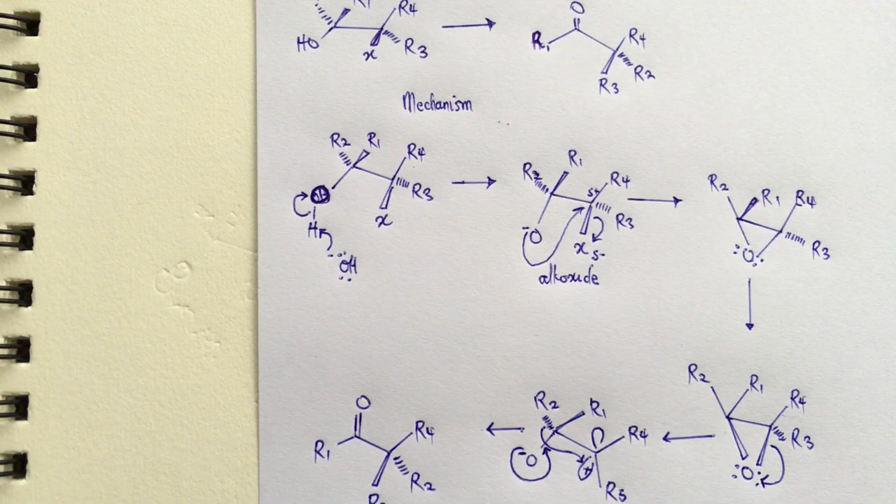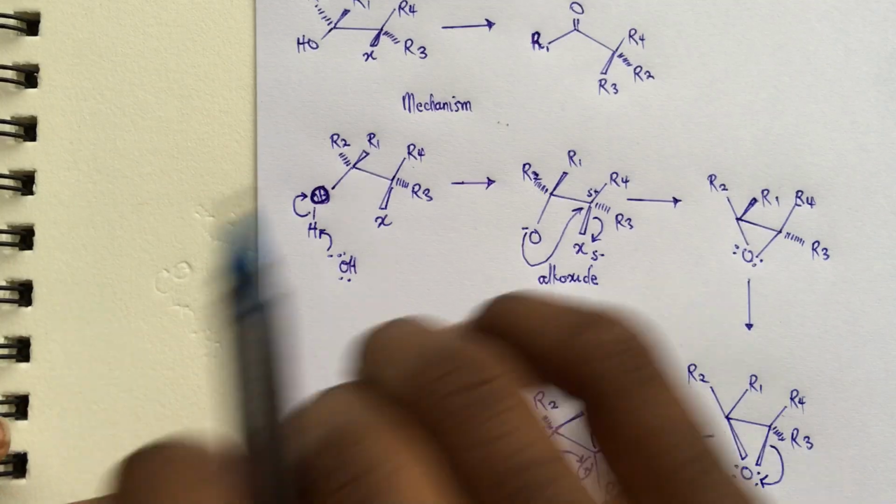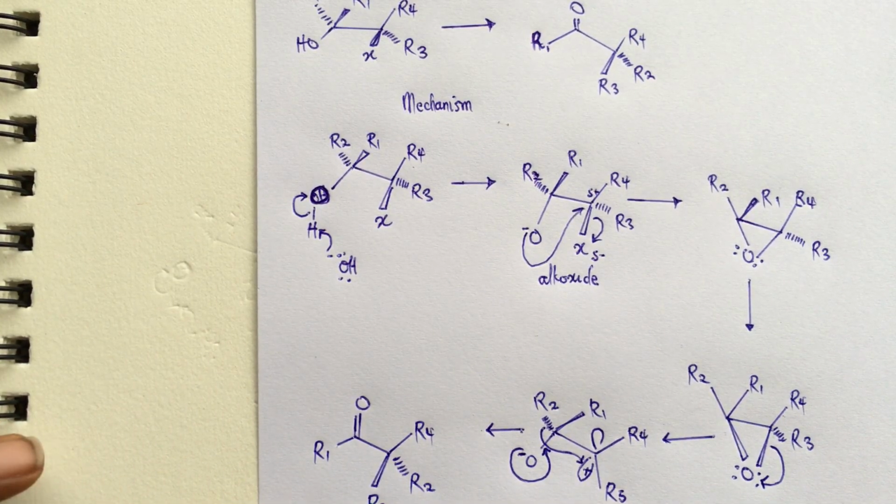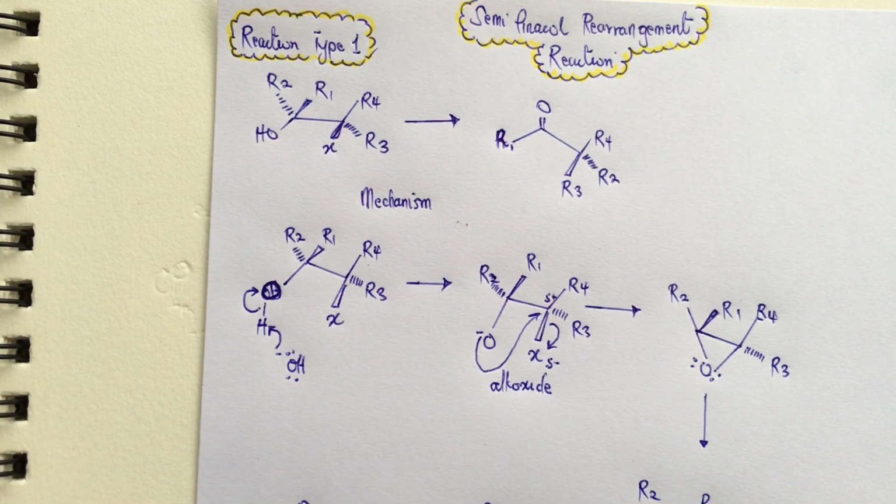So the next thing that we'll be doing, we are going to take real life examples where these R groups are actually methyl groups, or let's say alkyl groups, and now we start solving the questions accordingly. So let's go on to the reaction 2 or type 2 reaction.